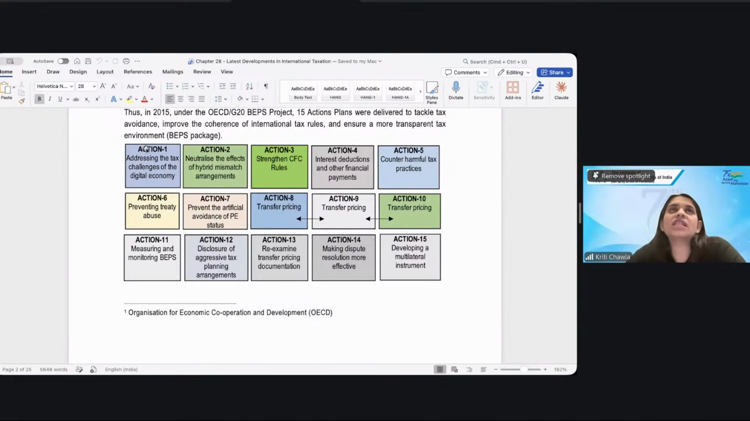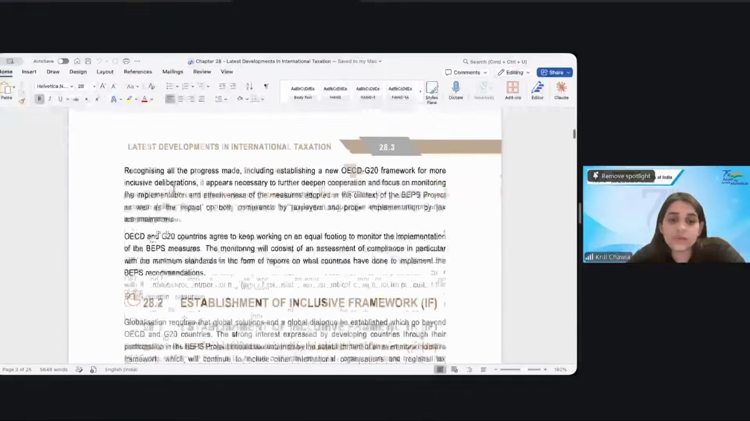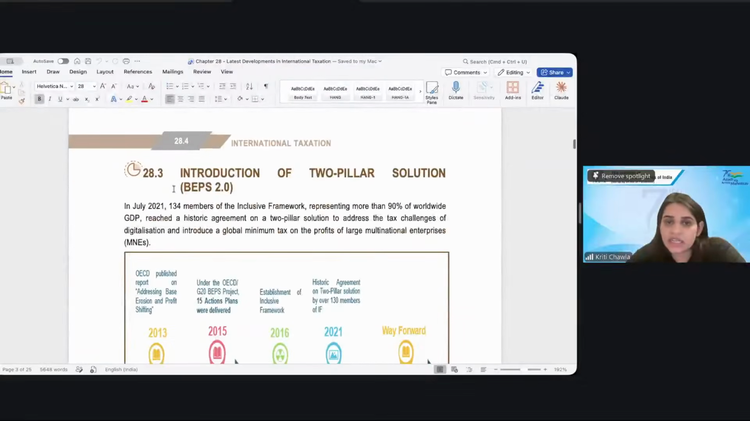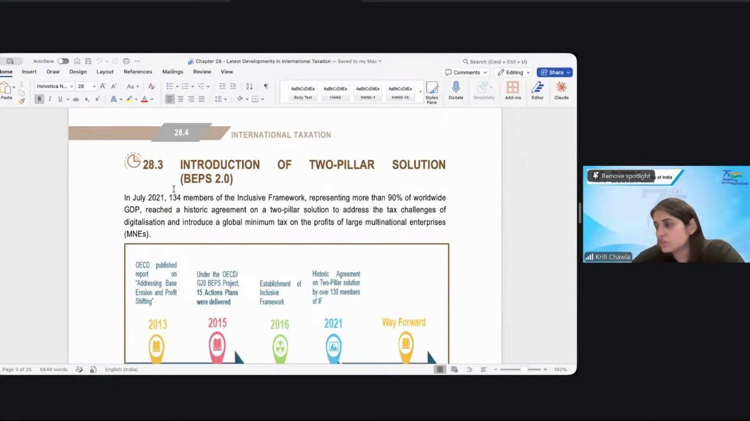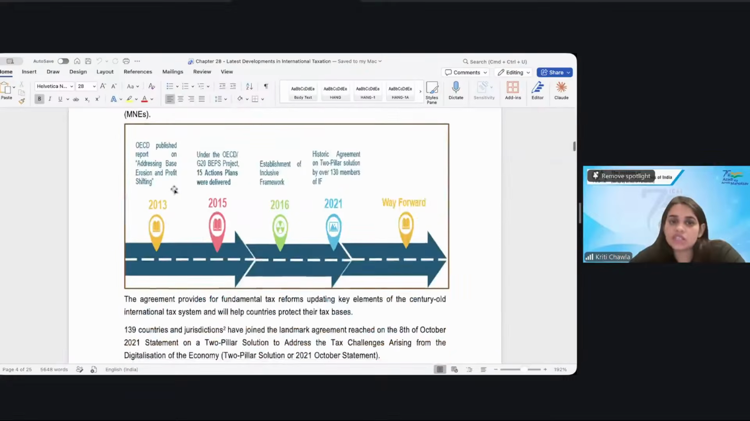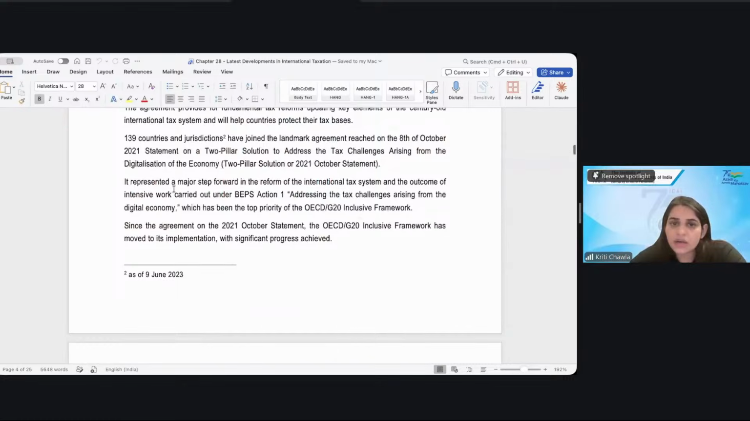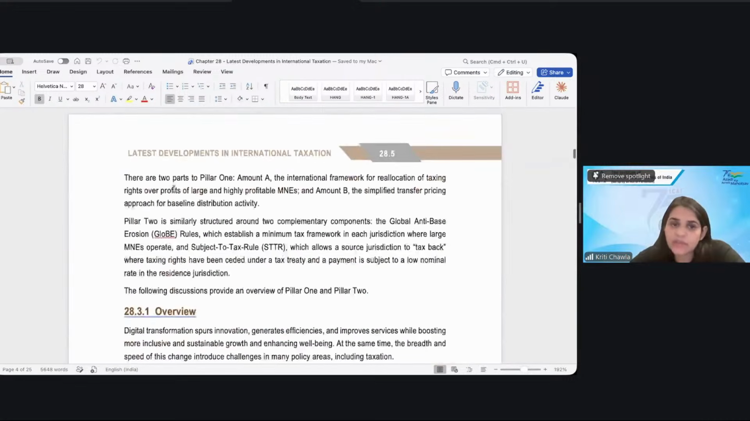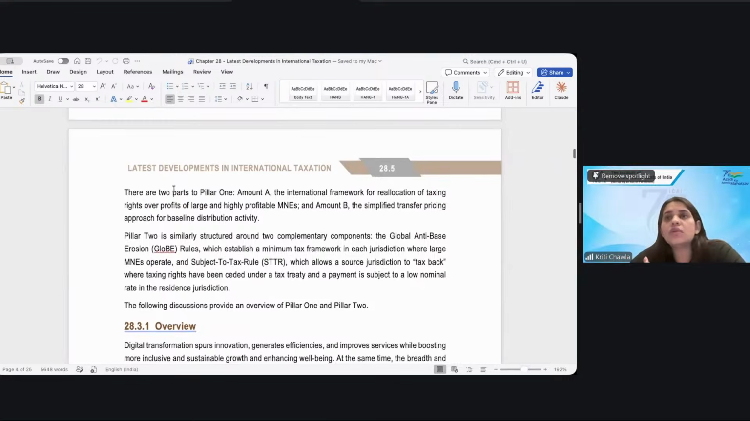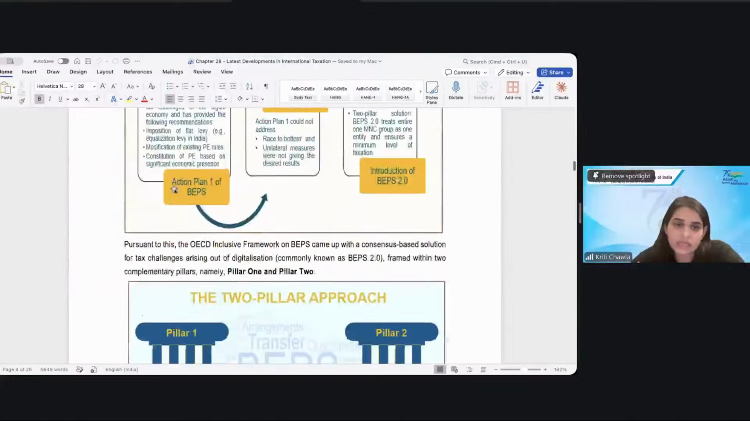Now, action plan 1 is addressing the tax challenges of the digital economy that we will be taking up in detail. So this is where they talk about the introduction of a two pillar solution, BEPS 2.0, and looking at the outcome of the work which was carried out in the BEPS action plan 1. This was the top priority of the OECD G20 inclusive framework. So this is the reason there are two solutions, which is pillar 1 and pillar 2.